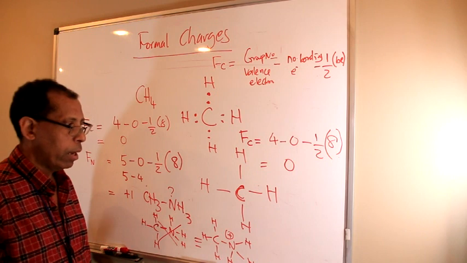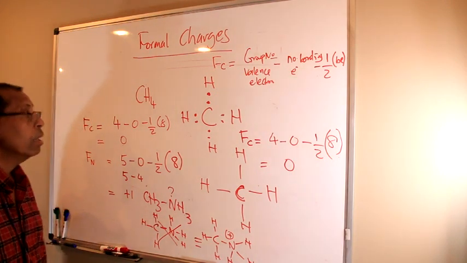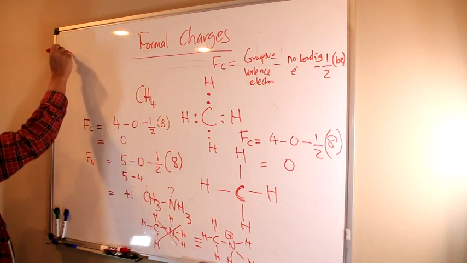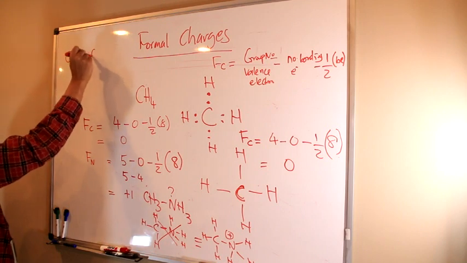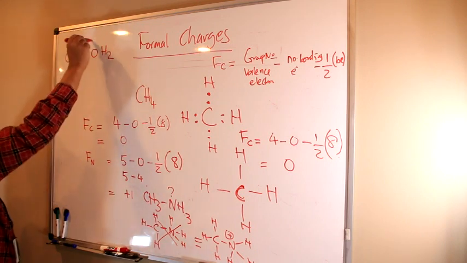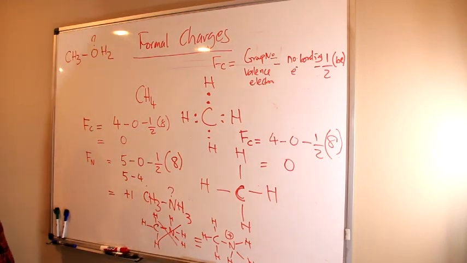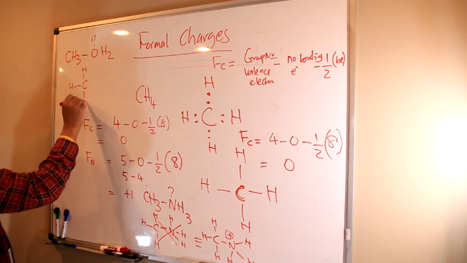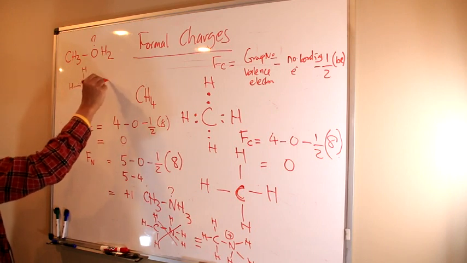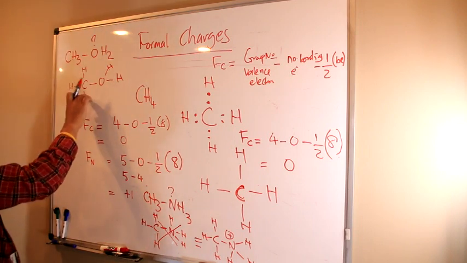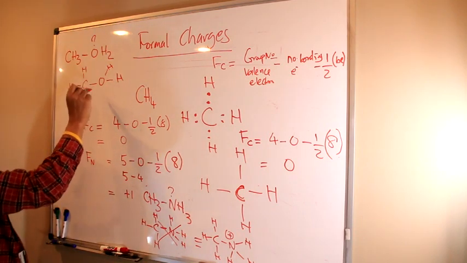So I will also give you another example for formal charge. For example, an example with oxygen, let's say you have CH3OH2. What is the formal charge on oxygen? Let's see first how the stick structure looks. Carbon, obviously, if it is bonded to 4 atoms, by now you know the formal charge on it is 0. But what is on oxygen?